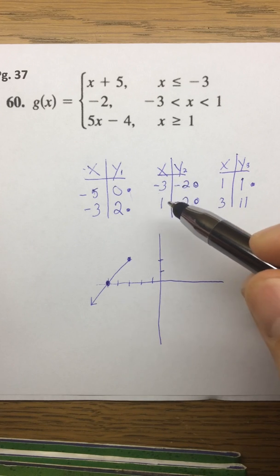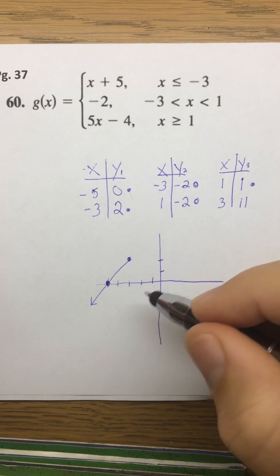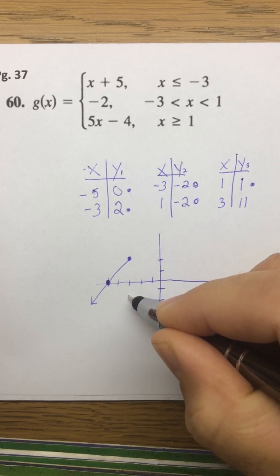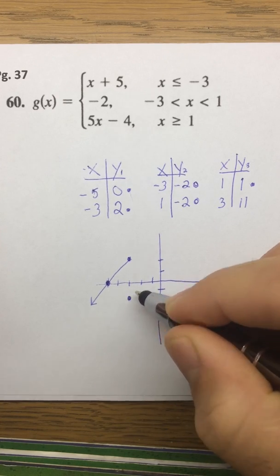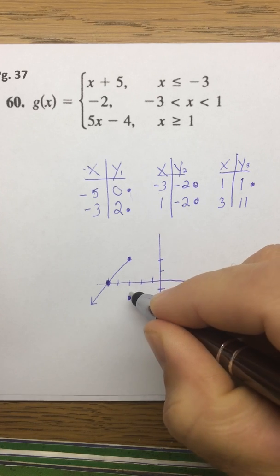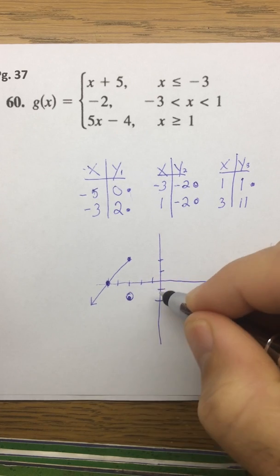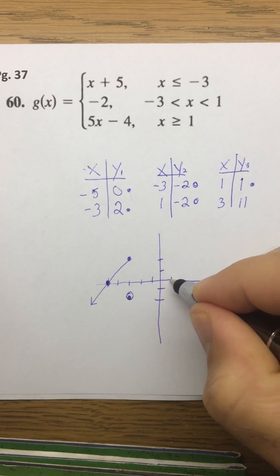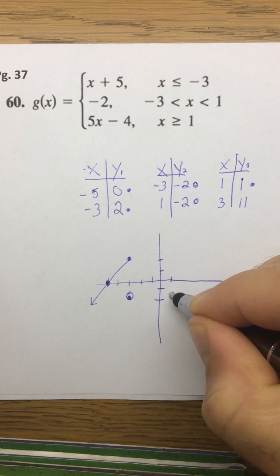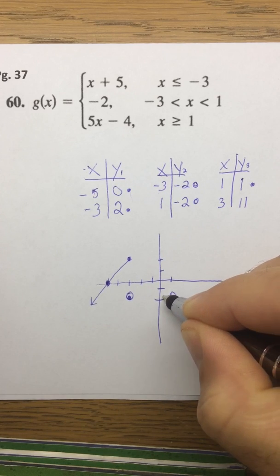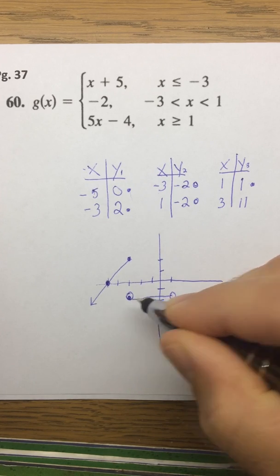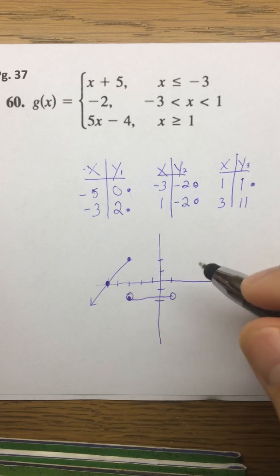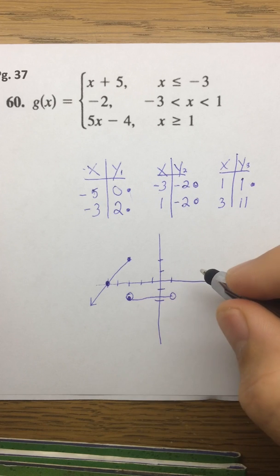Our next piece, negative 3, negative 2. So we're down below here. Oh, I goofed that up. Didn't look at my mark. That should be an open point right there, not a closed point. And then 1, negative 2. This would also be an open point, and we have a horizontal line going right across there. And that should be hitting right at negative 2. Sorry, I'm trying to look through my video here.